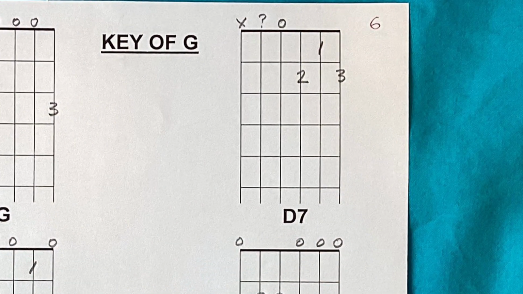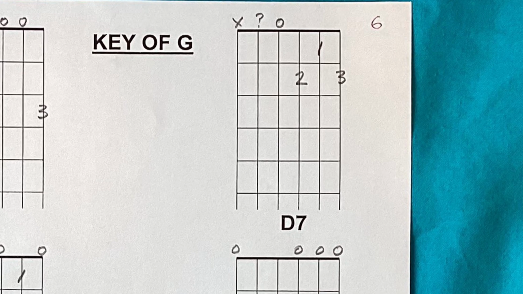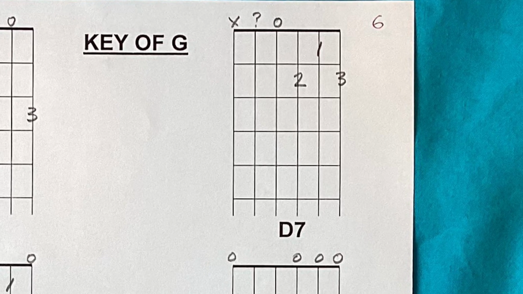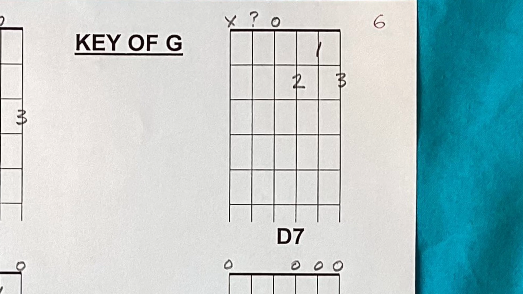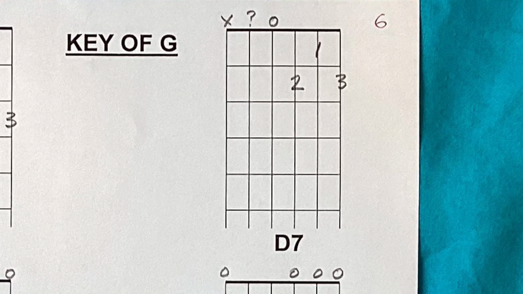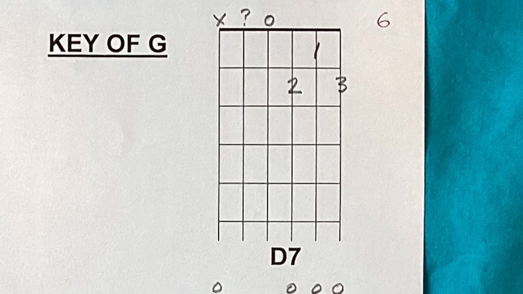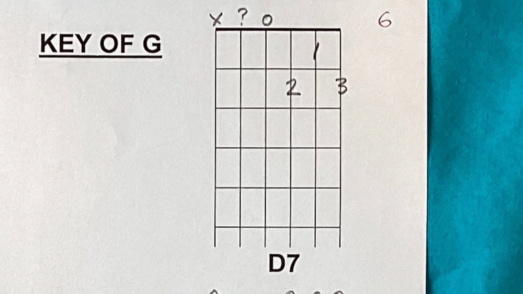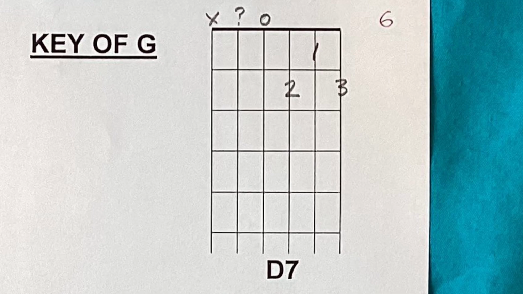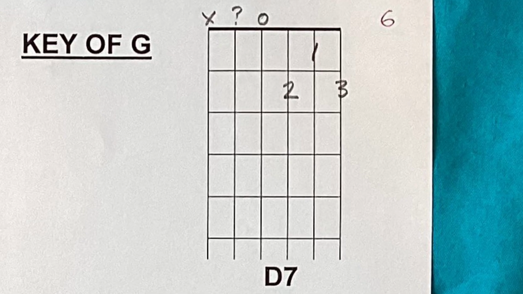Now the next chord is a very important chord in this key. It's quite often played just as a D, but we're going to follow the pattern of playing it as a 7th, which is kind of technically correct, a bit like that we played the G 7th chord rather than G in the key of C. So we'll have a look at that.